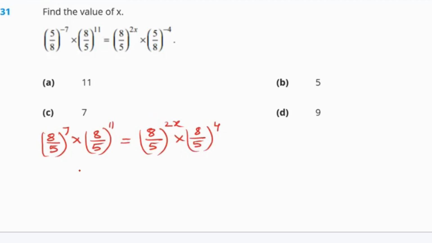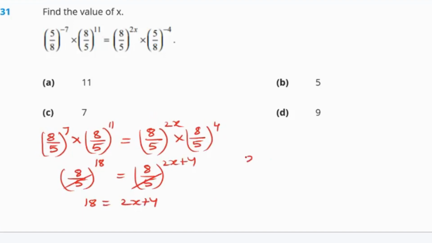When we solve it, we will get 8 by 5 raised to the power 7 plus 11, which is 18, which is equal to 8 by 5 raised to the power 2x plus 4. 8 by 5, 8 by 5 we can cut. So 18 is equal to 2x plus 4. So the value of 2x we get is 14, and the value of x we get as 7, which is option number C.